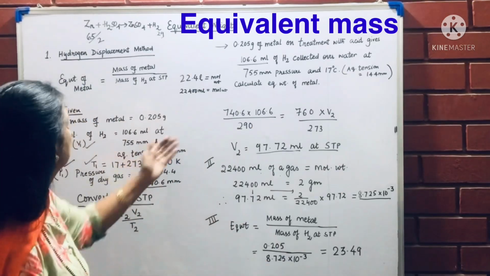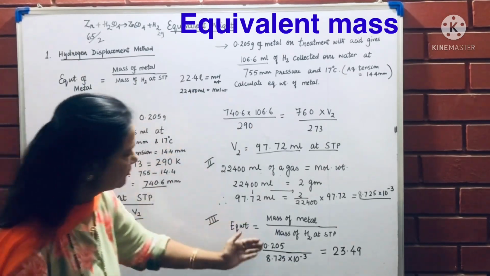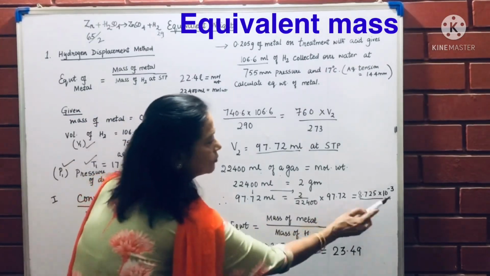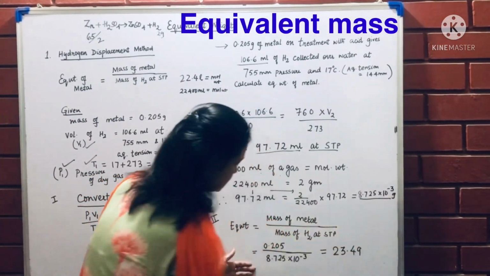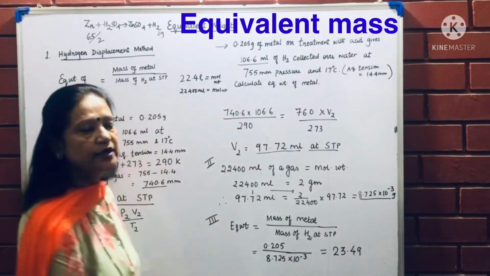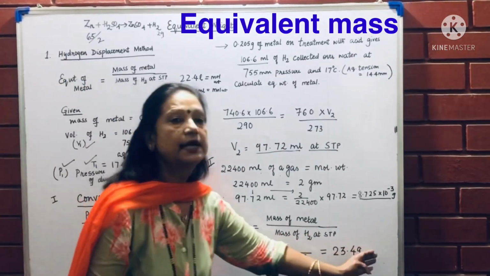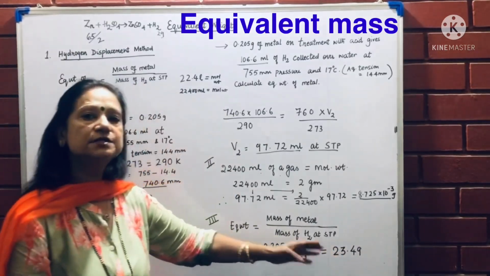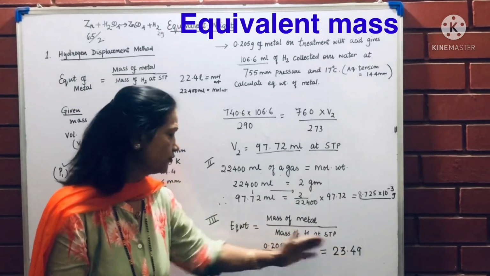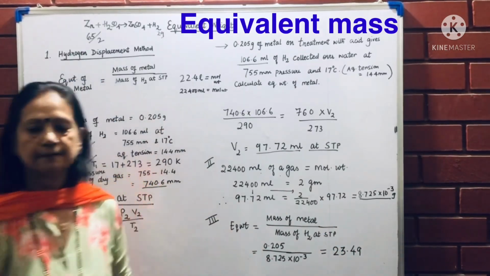So the mass of metal given in the question was 0.205. I have substituted that value. The mass of hydrogen I calculated in grams, so I am putting that value here. Answer is 23.49. I am not writing any unit here because equivalent weight is a comparison between two things. So we do not write any unit for equivalent weight.